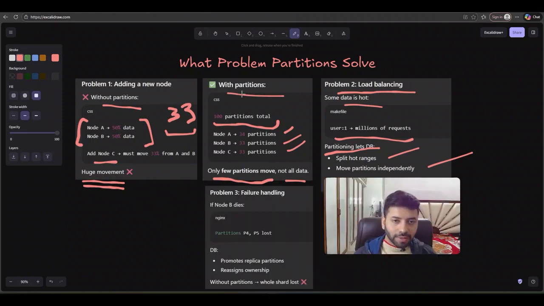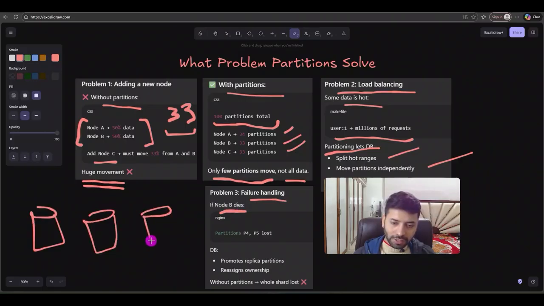After this, the problem 3 which partitions solve is failure handling. Say, for example, node B dies. You had multiple nodes like node A, node B, node C, and many more. Say now node B dies, which can happen, correct? Because due to any specific reason, a particular machine or instance of the database can die, right? So if that happens, whatever partitions were present in node B will be lost. Like P4 and P5, say, were the partitions present at node B; those will be lost.